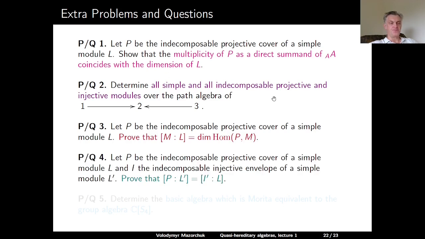Problem question 4. Let P be the indecomposable projective cover of a simple module L, and I' the indecomposable injective envelope of a simple module L'. Prove that the multiplicity of L' in P equals the multiplicity of L in I'. And problem question 5. Determine the basic algebra which is Morita equivalent to the group algebra of the symmetric group S4 over the complex numbers.